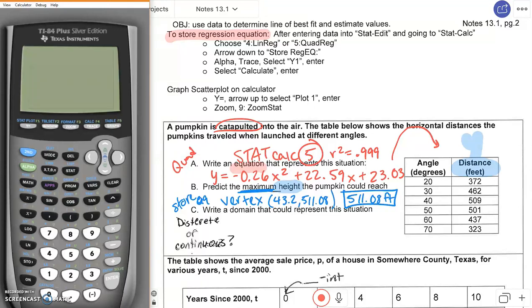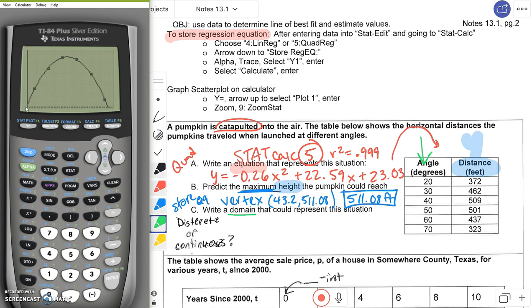All right, so continuing Notes 13.1. This time we're looking at domain. I want to look at all the possible x values for this. When I'm looking at this, I've got to think about what's going on. Good thing I already have this graphed, and I can see what's going on. I know that it's only going to go so far on each part of these.